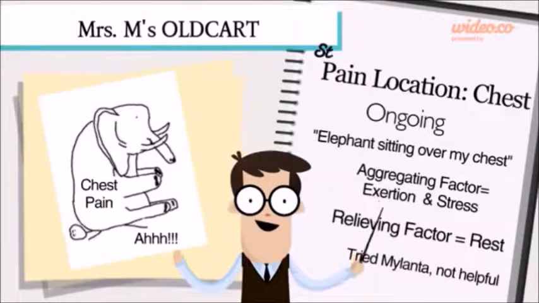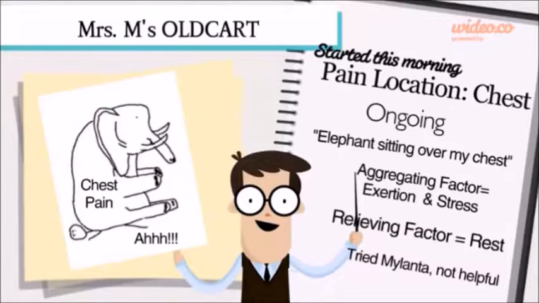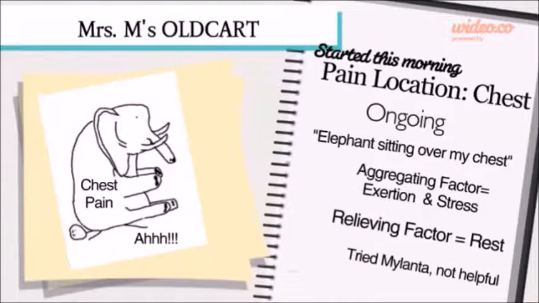For Mrs. M, we will OLD CART her symptoms. Her pain started this morning. The location of her pain was in her chest. The pain was ongoing. It felt like an elephant was sitting over my chest. The aggravating factors were exertion and stress. Relieving factors were rest. She tried Mylanta, but this was not helpful.